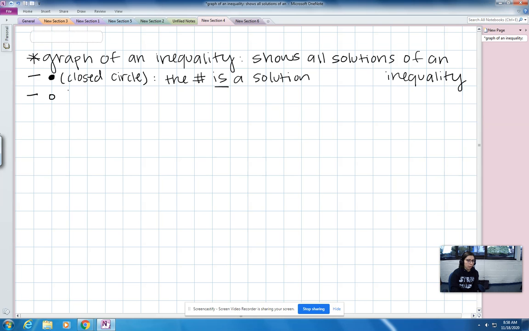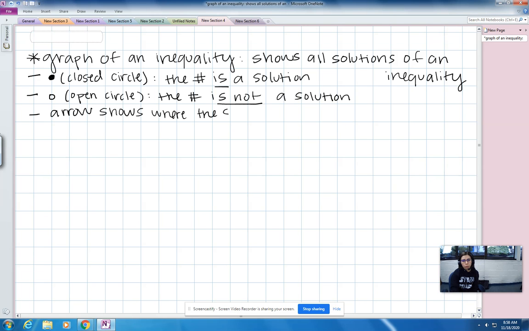If we use a circle like that, we call that one an open circle. It means the number is not a solution. So maybe we say, oh yeah, all the numbers less than 5 are going to work, but not 5. We would put an open circle on 5 because 5 isn't a solution. And then the last thing we want to know is that an arrow shows where the solutions fall.